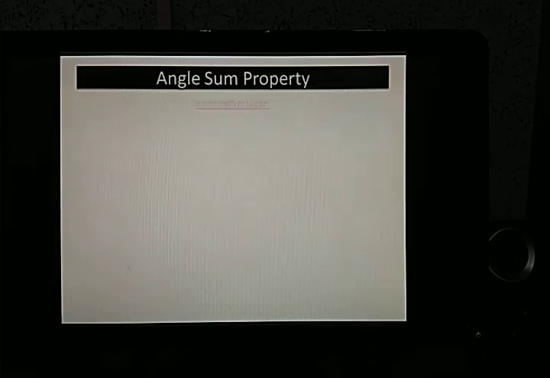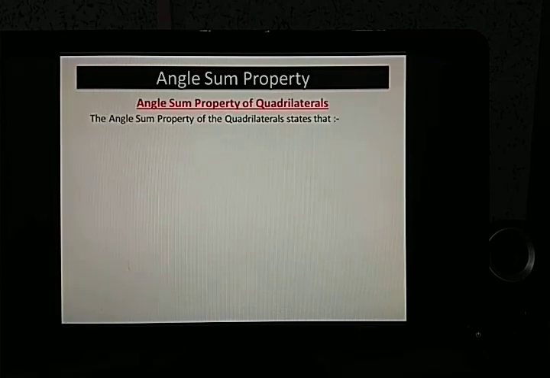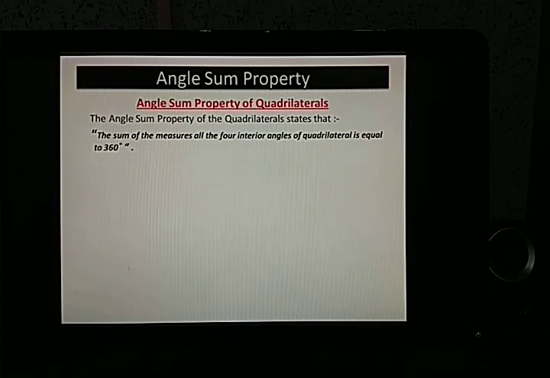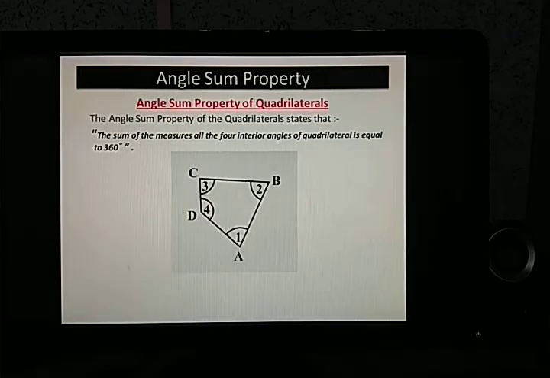So what is that? Let us see. The angle sum property of the quadrilateral states that the sum of the measures of all the four interior angles, there are four interior angles of a quadrilateral, and the sum of all those angles should be equal to 360 degree. That is the angle sum property of quadrilateral. That means here these angles 1, 2, 3 and 4, their sum should be equal to 360 degree. It will always be. Only then we can say it is a quadrilateral. Unless and until it satisfies this property, it won't be a quadrilateral. If it is a quadrilateral, it has to satisfy this angle sum property.